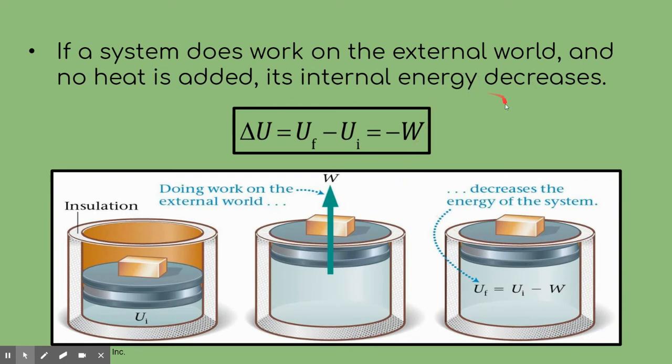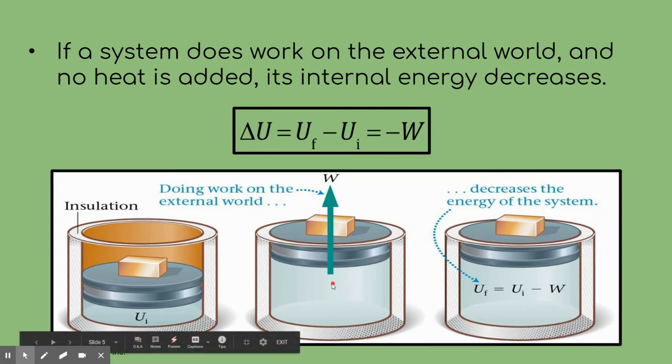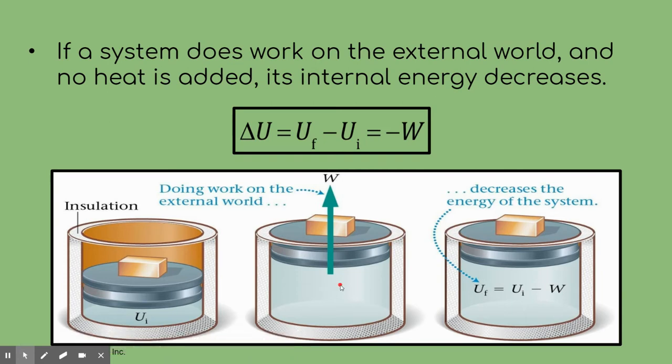A system will either do work on the surroundings or the surroundings are going to do work on the system. When the system is the one doing work on the surroundings, the internal energy decreases. So the internal energy of this system decreases because there is no heat being added to the system. That means whatever our change in the internal energy is going to be equal to a negative value for work.